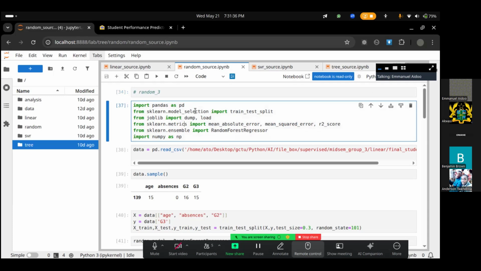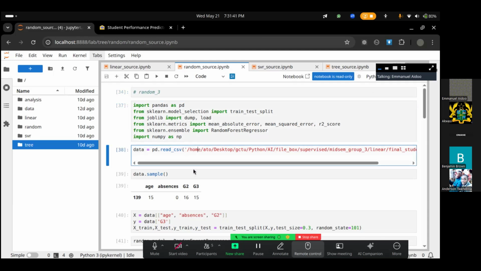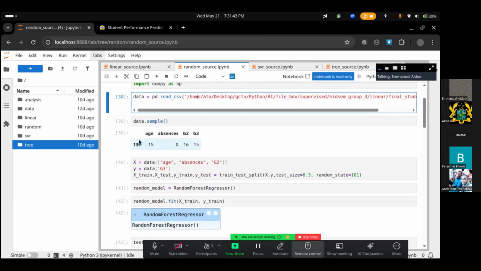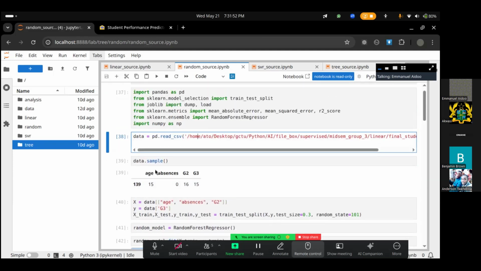First, we imported the necessary libraries. We brought in the data and then we tried to check the sample of the data. So the data has lots of features, but we had already pre-processed the data and then extracted only three features out of the lots of features we had initially. Initially, we had about, I think, 33 features, but we extracted only three. That is why you see only four features here.